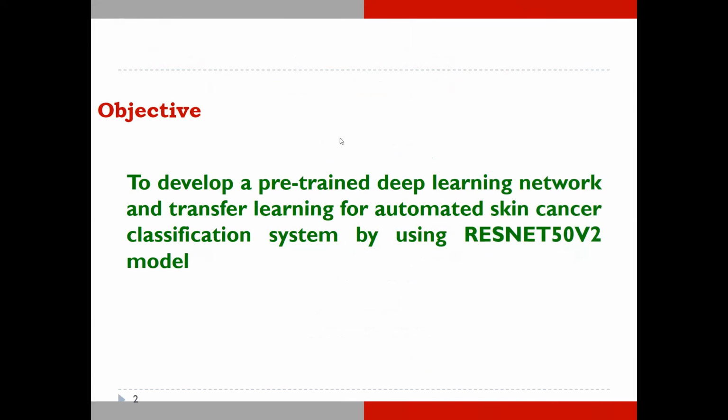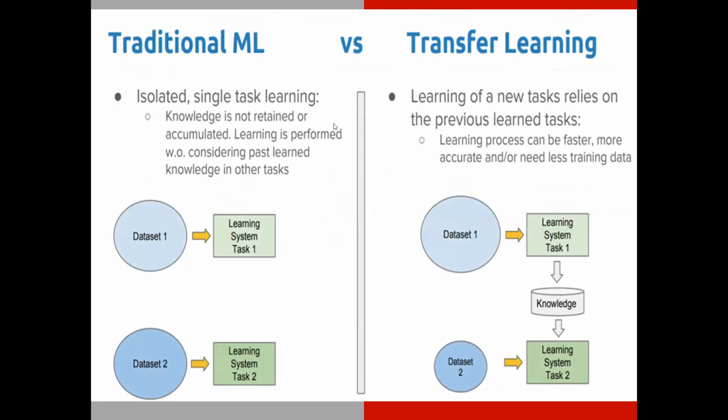So the objective of this paper is to develop a pre-trained deep learning network and transfer learning for an automated skin cancer classification system by using the ResNet 50 V2 model. So there is a difference between traditional machine learning and transfer learning. Transfer learning is a technique that enables algorithms to learn a new task by using pre-trained models. But in the case of traditional learning, a machine learning algorithm works in isolation. When we give it a large enough data set, it learns how to perform a specific task. However, when the task changes to a new problem, it cannot resort to any previously gained knowledge. So instead, a conventional algorithm needs a second data set to begin a new learning process.